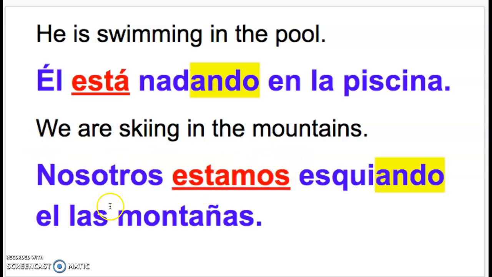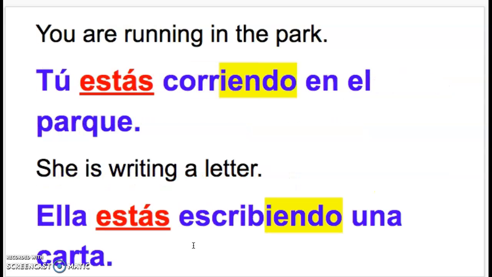We are skiing in the mountains. Nosotros estamos, this is our, okay, esquiando, okay, I use ANDO for ing, en las montañas. So that would be for AR verbs. Let's look at some ER and IR verbs. You are running in the park. Tú estás corriendo en el parque.